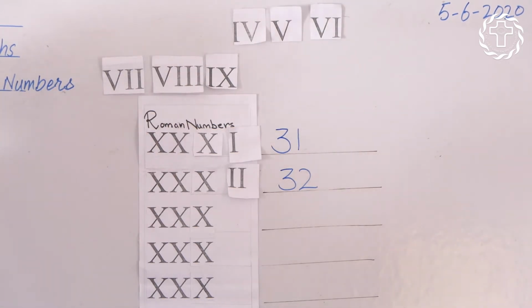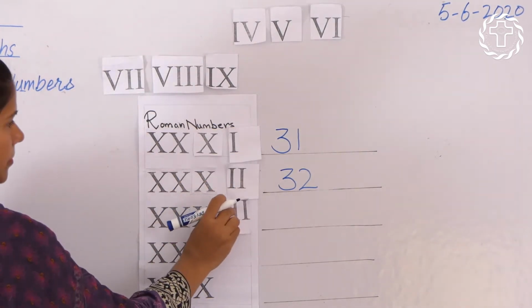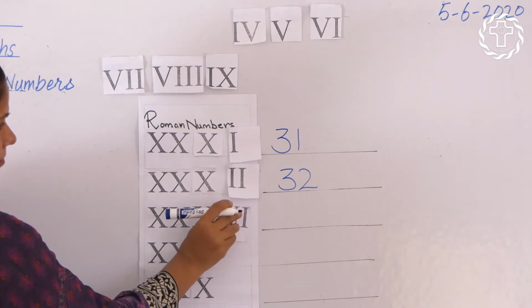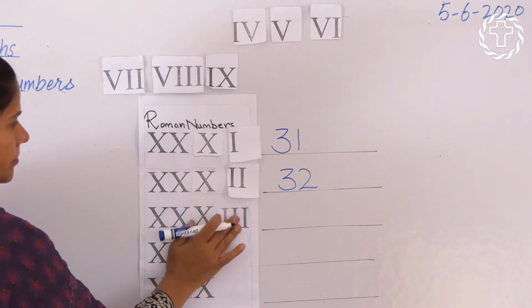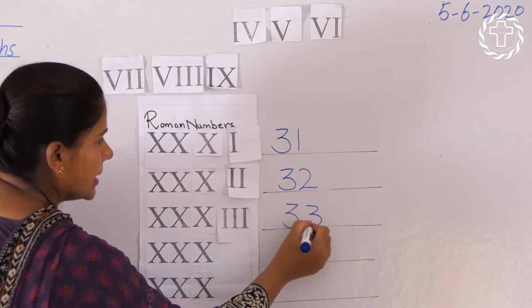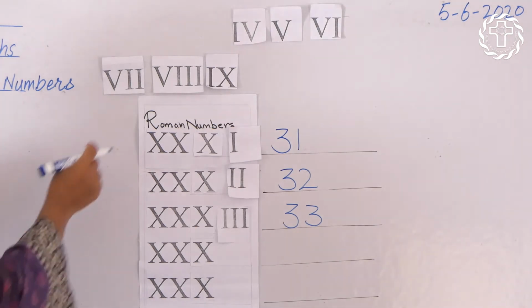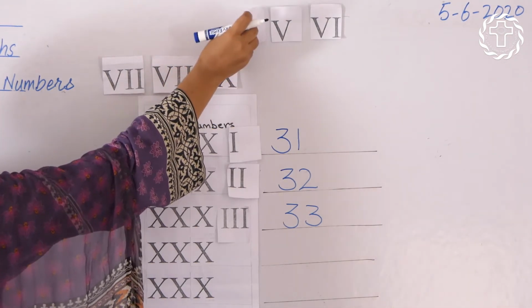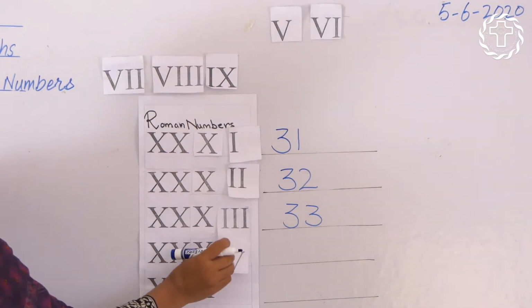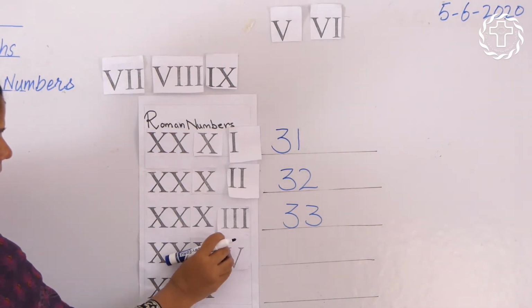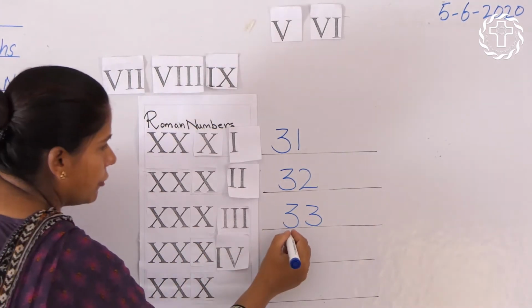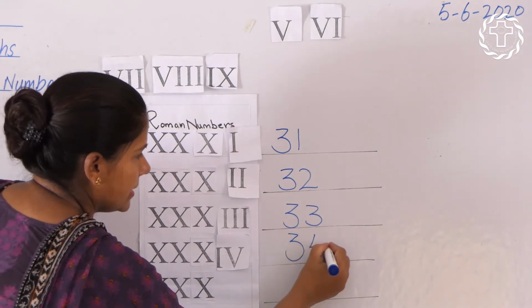Number 3, over there it will be 33. Number 4, over there it will be 34.